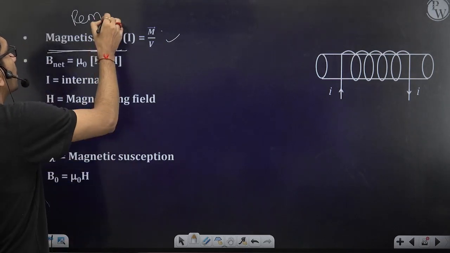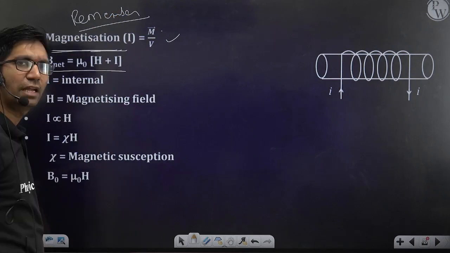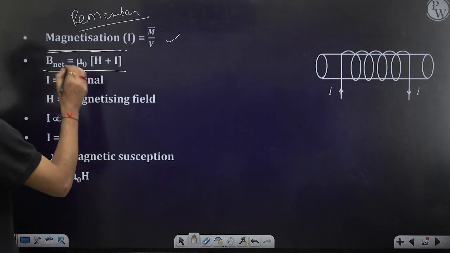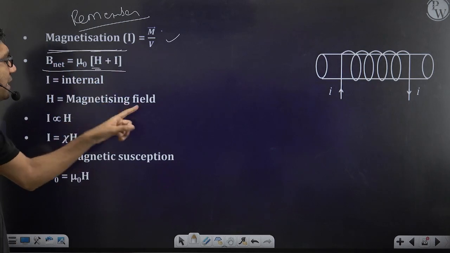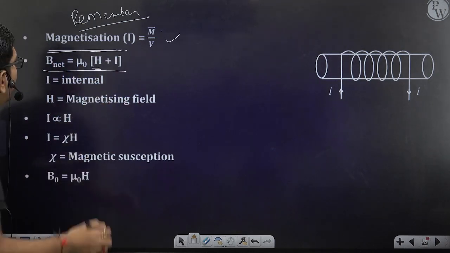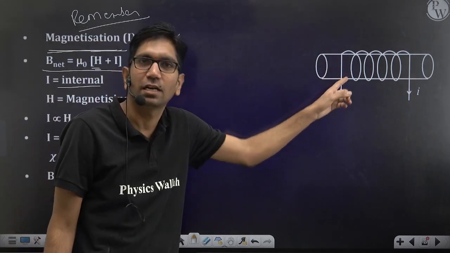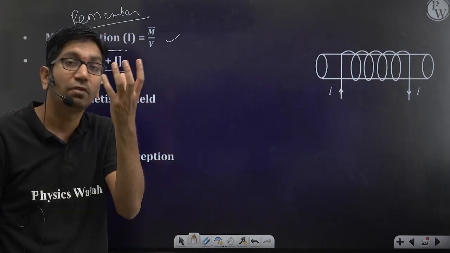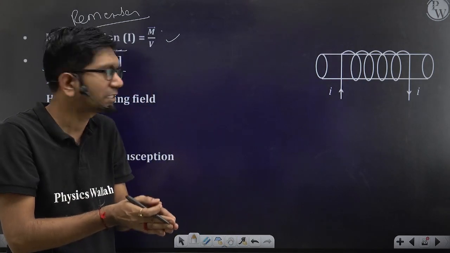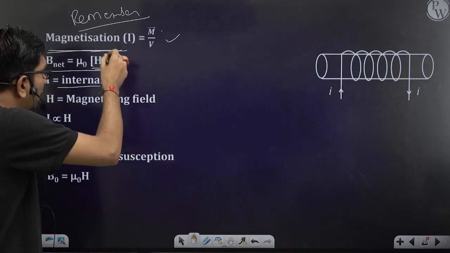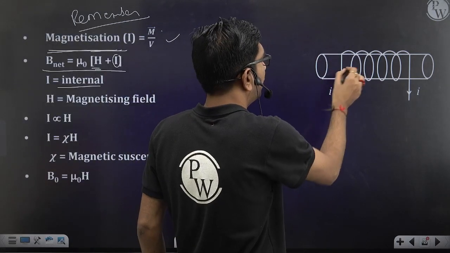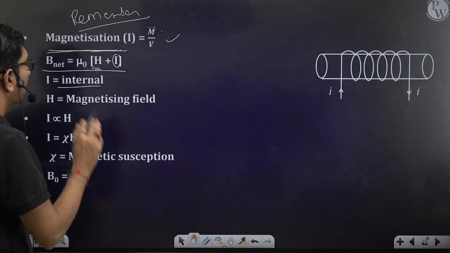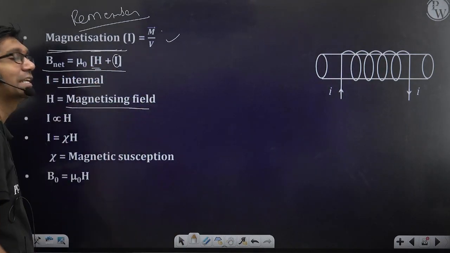So the net magnetic field intensity is equal to mu naught into (H plus I). Here, H is the magnetizing field, and I is due to all the internal molecular dipole moments, which get aligned in a direction and produce some magnetic field. The magnetic field is produced due to internal and external components. H is due to the external magnetic field, so we call it the magnetizing field.